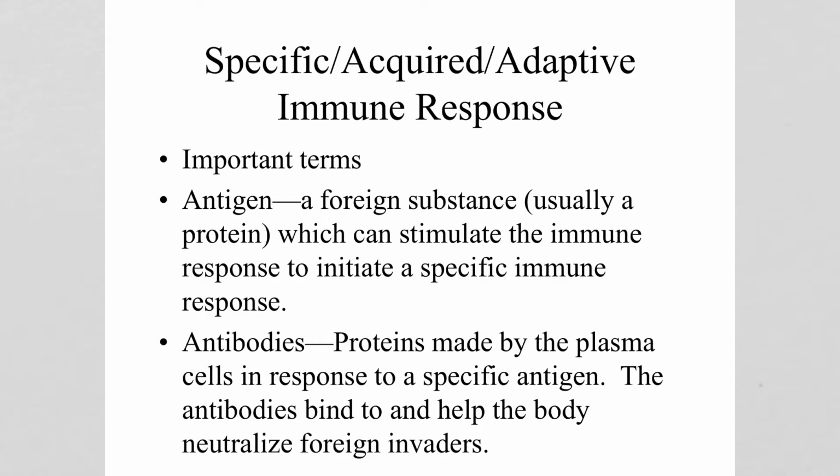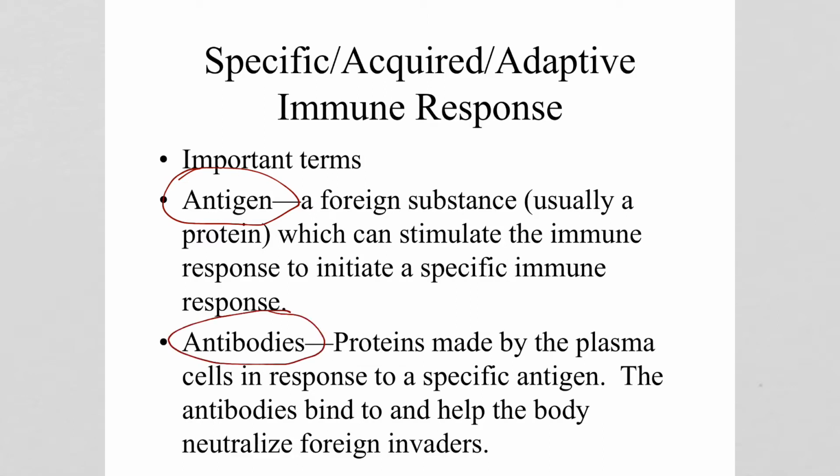Next, we'll talk about the specific, also known as the acquired or adaptive immune response. And before we do, there are a couple of really important terms to be familiar with. The first is the term antigen. An antigen is a foreign substance, almost always a protein, which can stimulate the immune response to initiate a specific immune response. And the second one is an antibody.